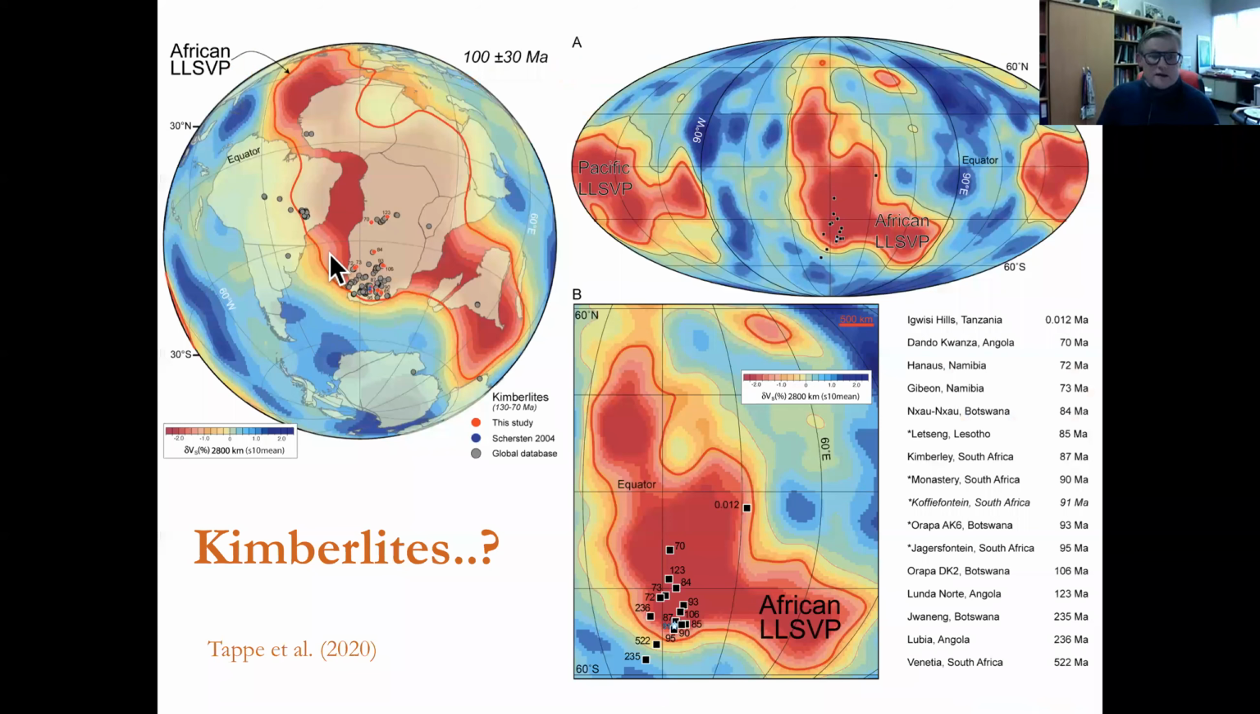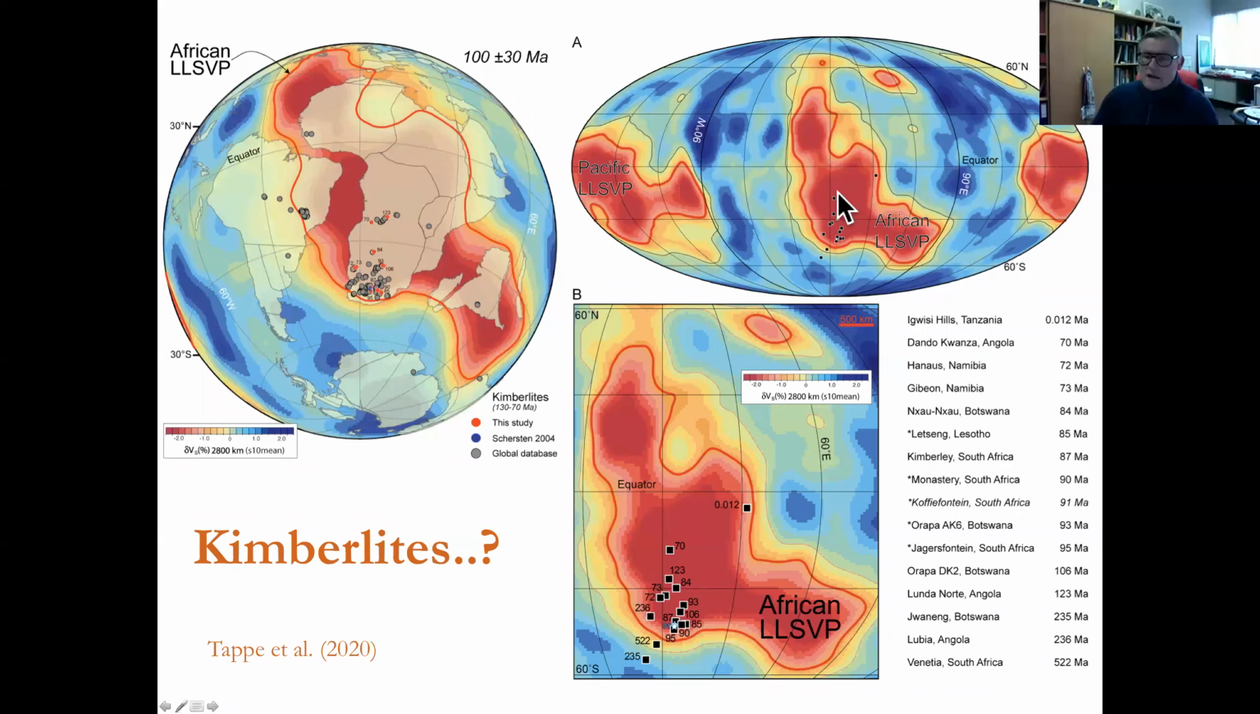If you look at this image here, that's the African LLSVP. This is the outline of Africa as a continent, but at the time slice of the late Cretaceous, around 100 million years, with an error margin, a plate reconstruction. You see the beginning breakup of Western Gondwana. And we have selected all these red samples here.